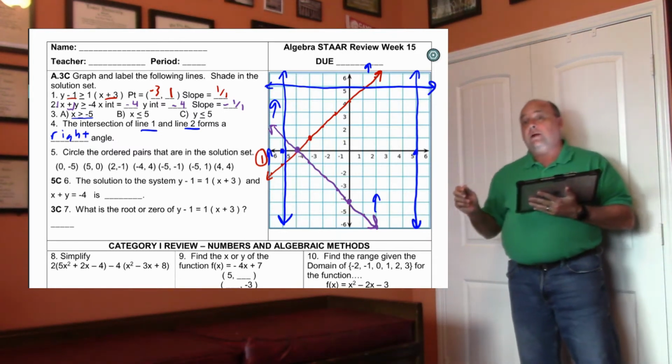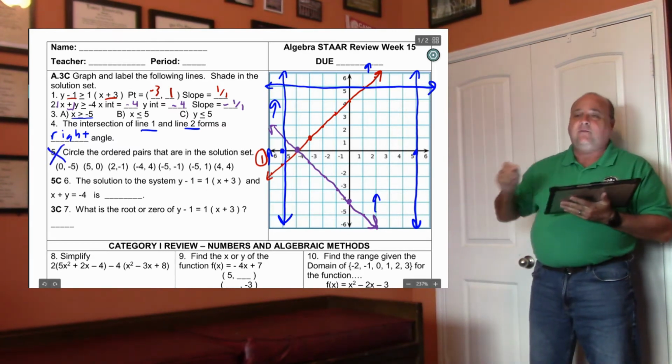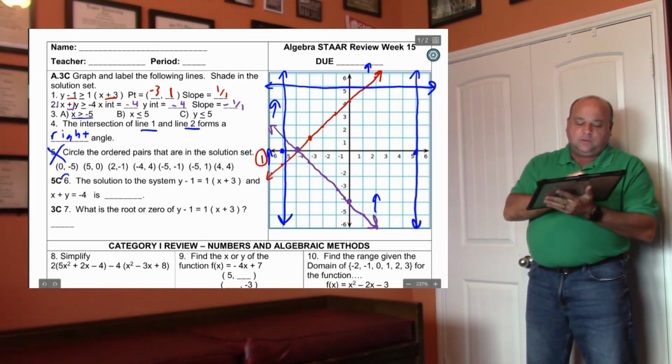Okay, they should have drawn a pentagon, but it's not. So don't worry about number 5. We will omit 5 because the lines weren't graphed right, but we can do number 6.